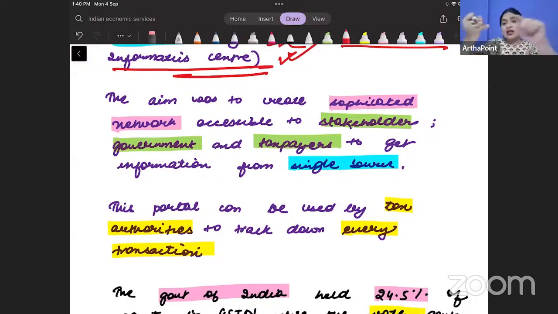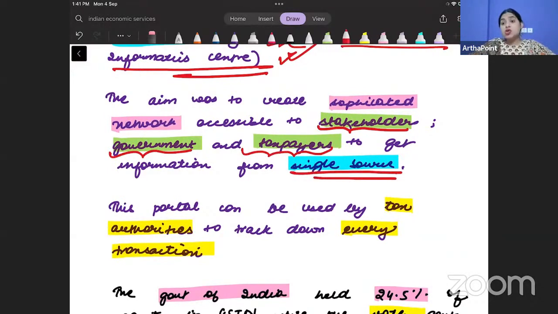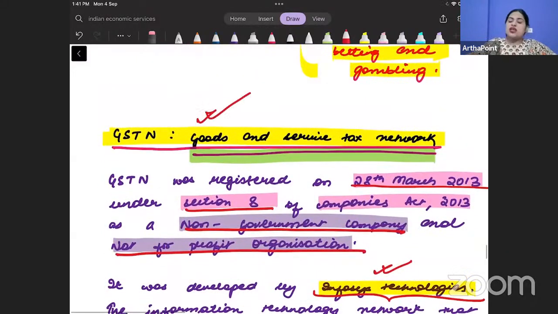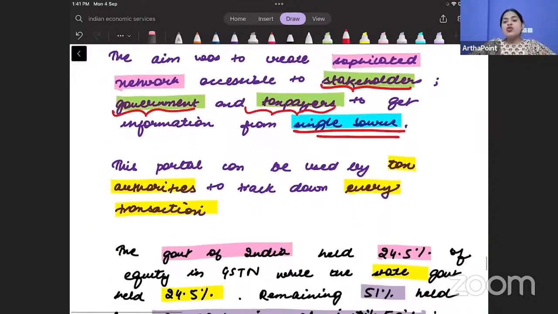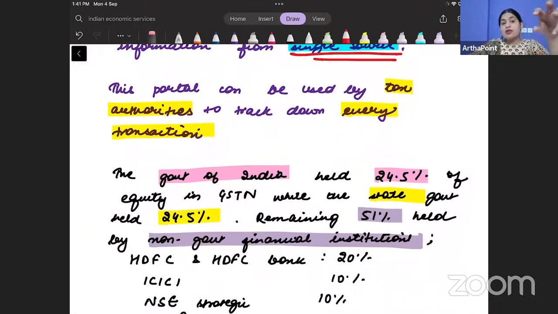The system should be able to tell who has paid GST, who has not paid GST, how much fine is to be imposed on whom, and who should get input tax credit. Everything should be available for all possible stakeholders, whether government or taxpayers. Everyone should easily get all this information from a single source, and that is why GSTN is important. This portal can be used by tax authorities to track every transaction. We can see on it how much tax each person has paid and how much they have not paid.